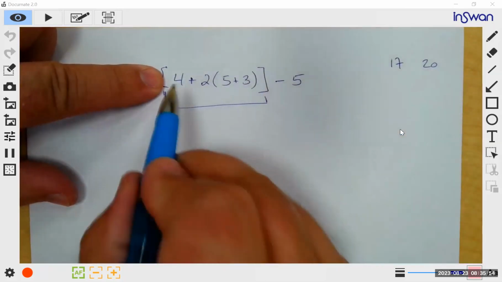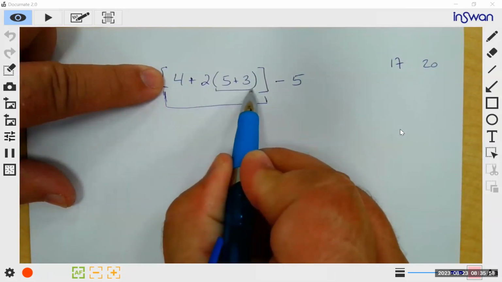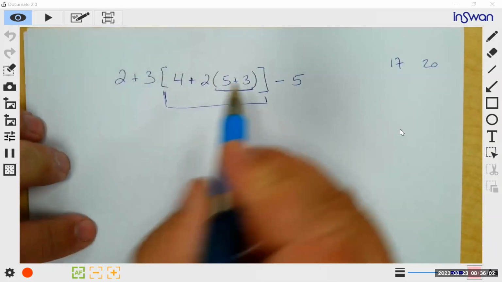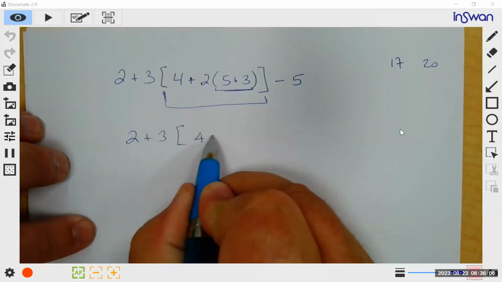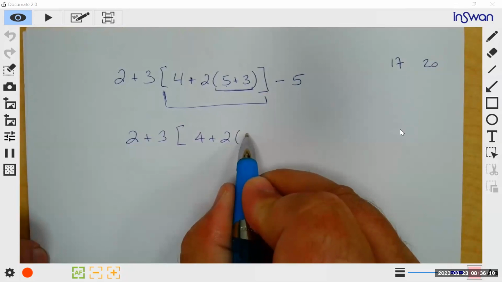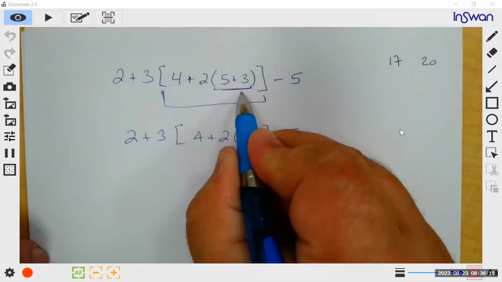Read left to right. Any special operations? So we do these first. There's nothing else we have to do first, so we have 2 plus 3. 5 plus 3 is 8. So that's the first thing we do.